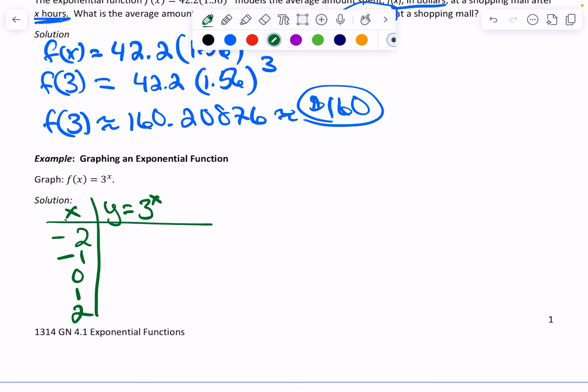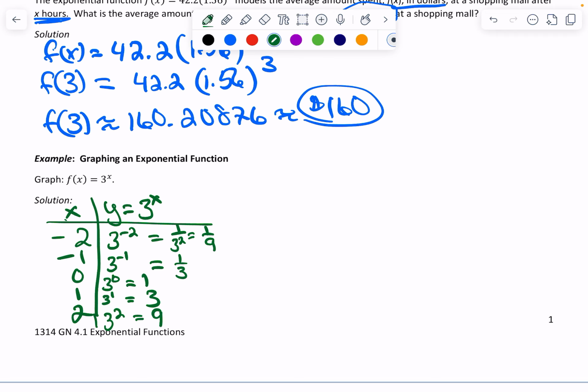So 3 to the power of -2. Remember that when we have a negative exponent, it means that we're flipping the number over. So it's going to be 1 over 3 to the power of 2, which is 1 over 9. Same thing here, 3 to the power of -1 is just going to be 1/3. 3 to the power of 0, a reminder that any number to the power of 0 is going to equal 1. And then 3 to the power of 1 is going to be 3, and 3 to the power of 2 is going to be 9.